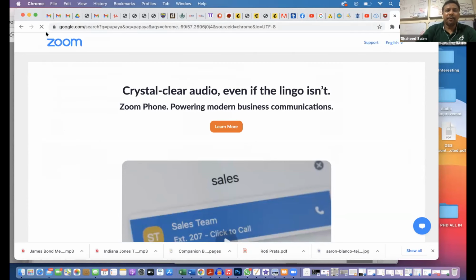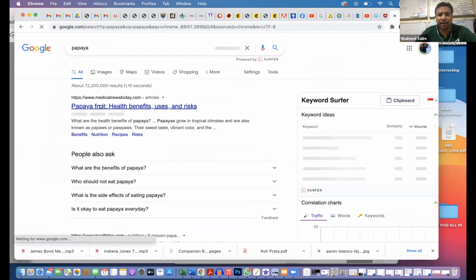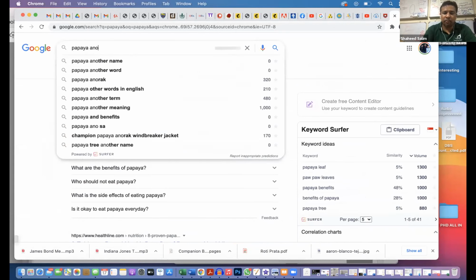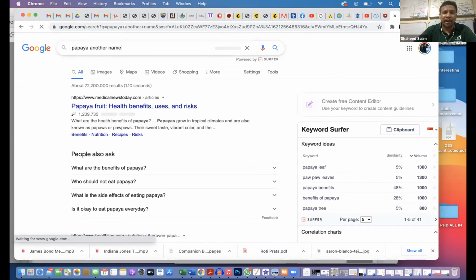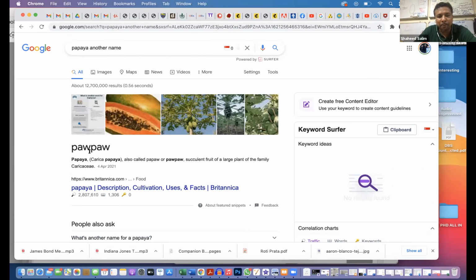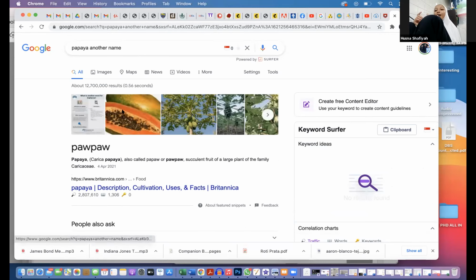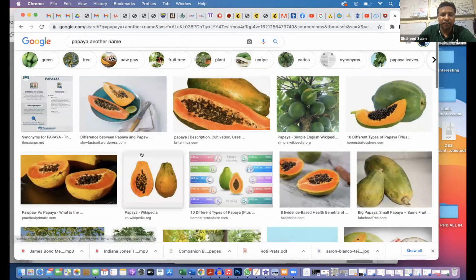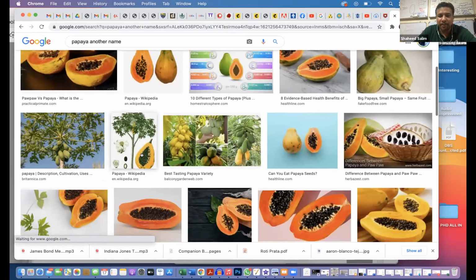Papaya. What's another name for papaya? Okay, another name. We can write, what's another name? Pawpaw. This is the other pawpaw. Okay, papaya is like this. This is papaya. It has a lot of seeds inside.